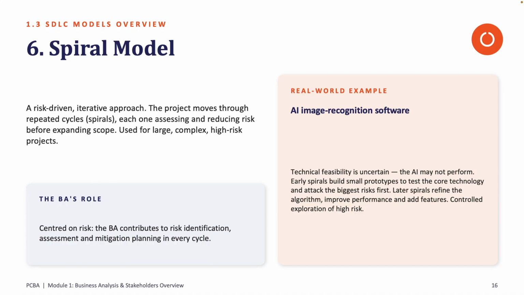So here your focus is the risk that comes with the project, the risk that comes with the system, the risk that comes with the product itself that you are trying to develop as a company. So here you're going to use the spiral model. The project moves through repeated cycles, what we call spirals. That's why it's called a spiral. Each cycle assesses and reduces the risk before expanding the scope of the entire project or system. So this one is very good if you're dealing with large, complex, high risk projects. That's when you're going to incorporate the spiral.